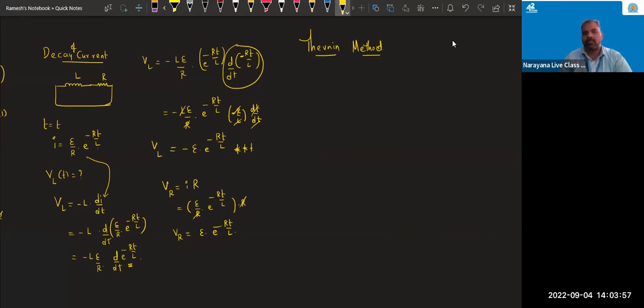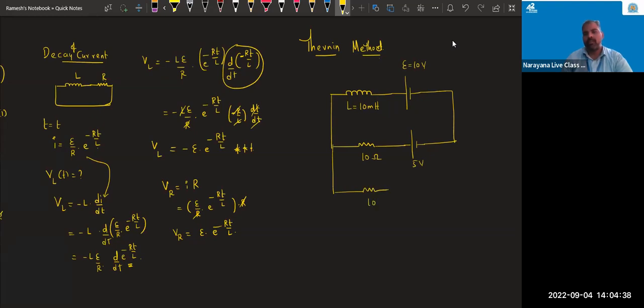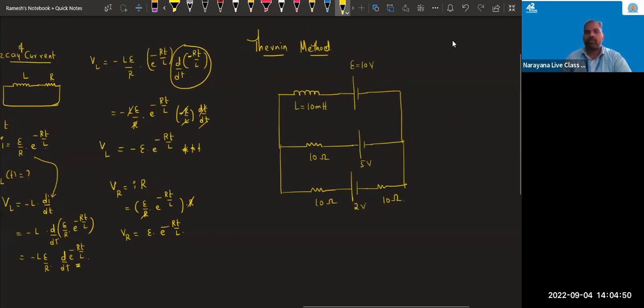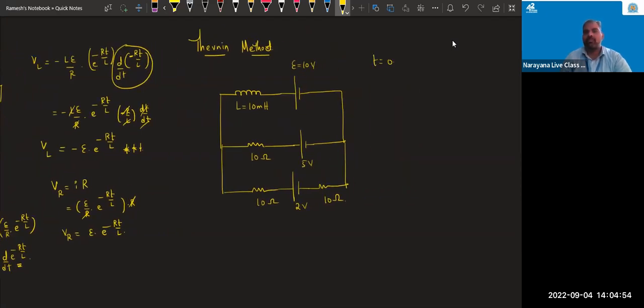See, for example, this one inductance of 10 millihenry and connected to one cell of EMF 10 volt. This is one resistance of 10 ohm. Here one more battery is there, 5 volt. Here one more resistance 10 ohm is there. And this is one more battery 2 volt is there. This is one more resistance 10 ohm is there. Okay. Just now when time equal to 0, all switches are closed.